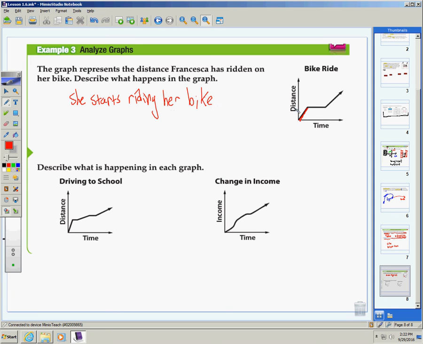but then we have this time where time is increasing, but notice, and I'll use a different color. Time is increasing, but the distance isn't increasing at all. She's not moving. So she starts riding her bike, and we could say she stops. And let's say she's pretty tired, so she stops to get a Gatorade.